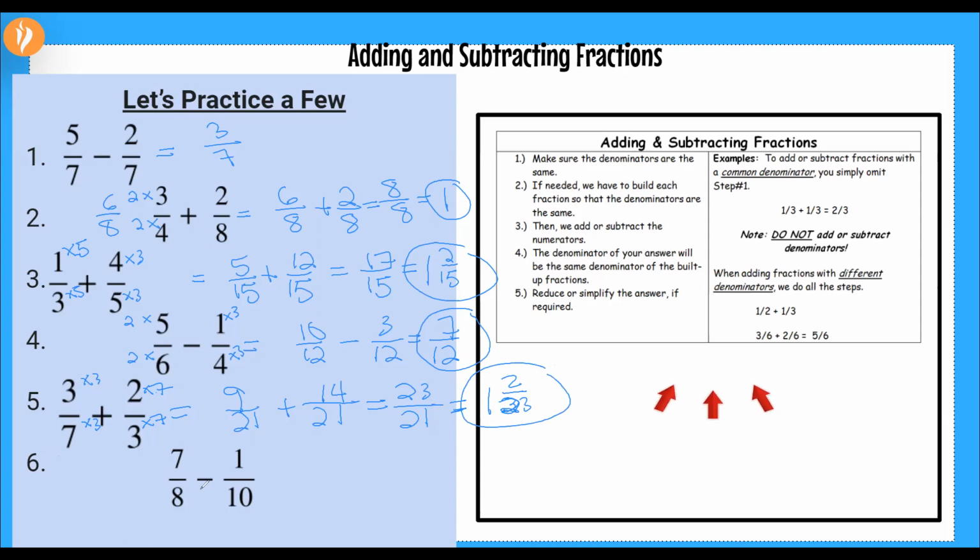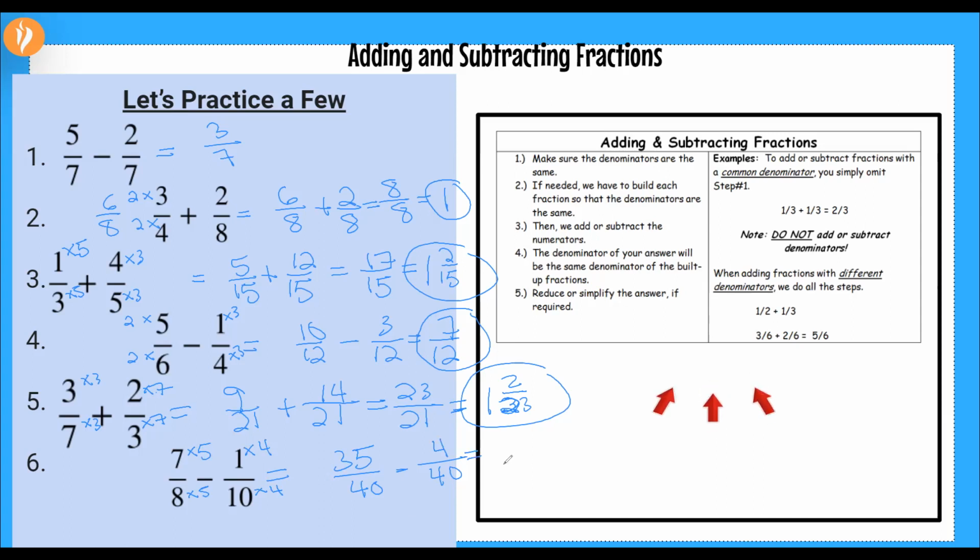Number 6, what's our least common multiple of 8 and 10? Well, the answer is 40. So we want both of our denominators to be 40. How do we get from 8 to 40? We multiply by 5. So we're going to multiply our numerator by 5 as well. 7 times 5 is 35. How do we get from 10 to 40? We multiply by 4. We multiply our numerator by 4. 1 times 4 is 4.